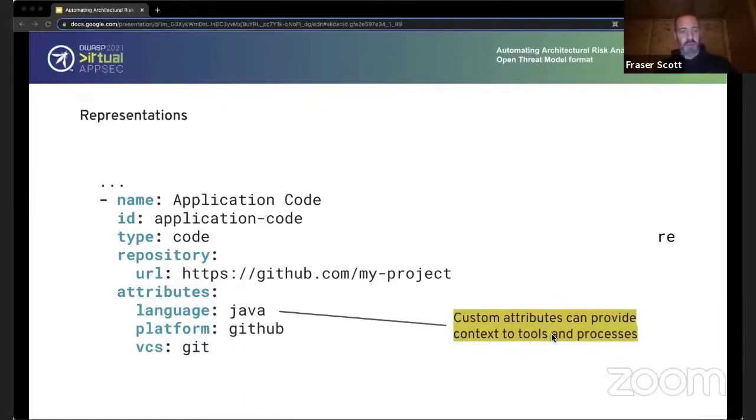Attributes, using these custom attributes can also provide additional context for tools and processes. One cool thing about being able to provide context like the language or maybe some framework information inside the specification is that it can trigger certain SAST or DAST rules, or maybe some sort of policy as code implementation could be scoped around some of these attributes.